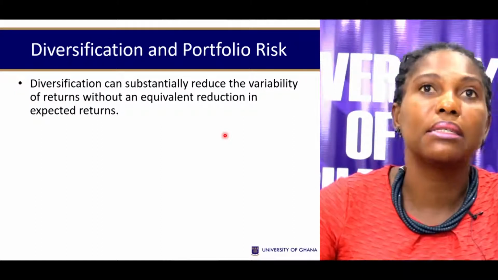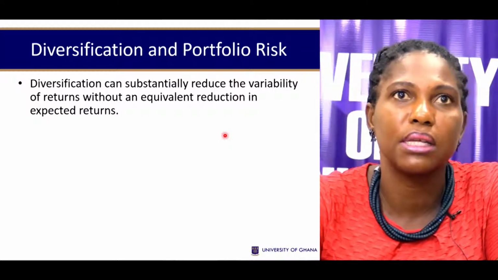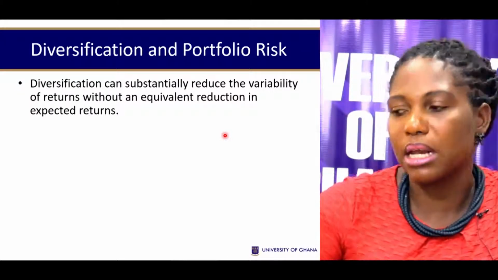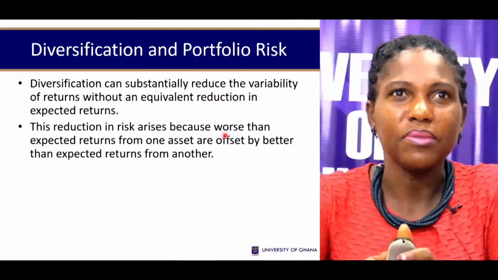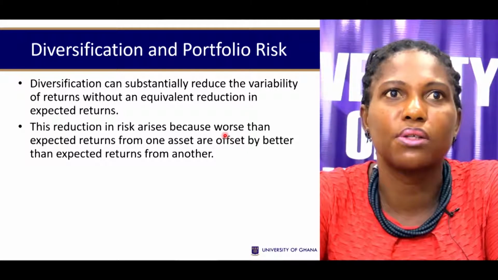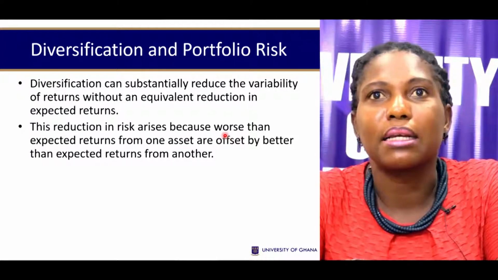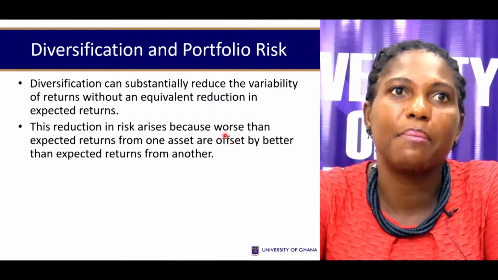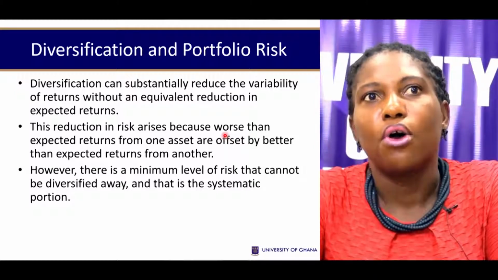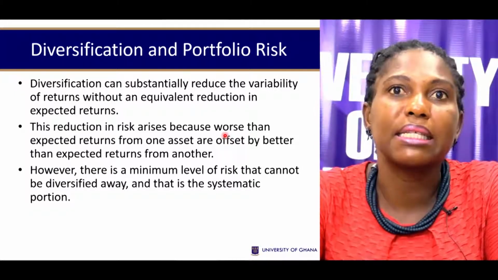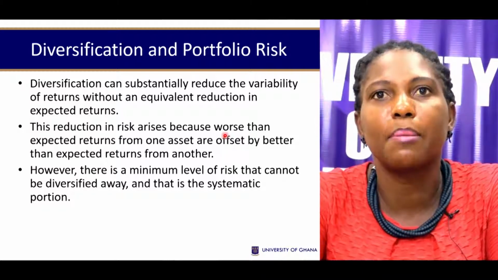Now, diversification can significantly reduce the variability of returns without necessarily causing an equivalent reduction in expected return. For this reason, the risk reduction arises because worse than expected returns from one asset can be and usually are offset by better than expected returns from another. Now, of course, there is a minimum level of risk that cannot be diversified away, and this is normally referred to as systematic risk.